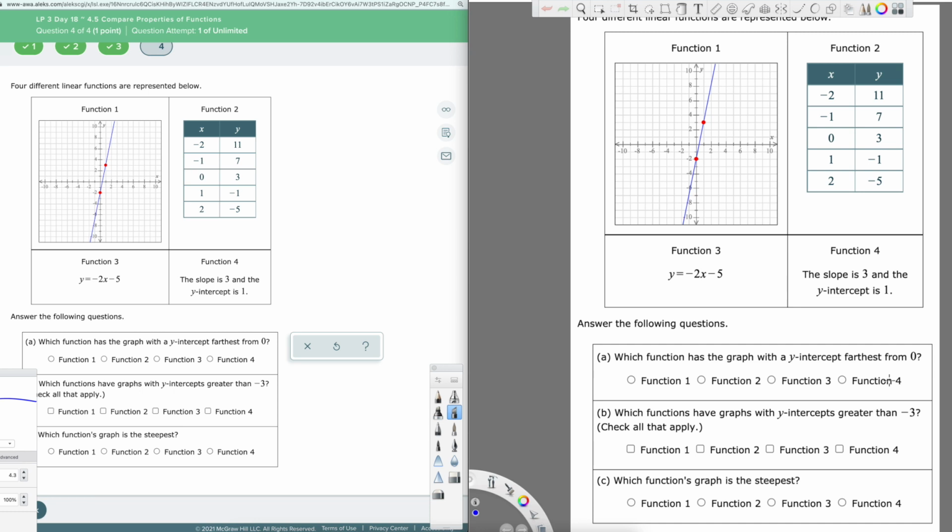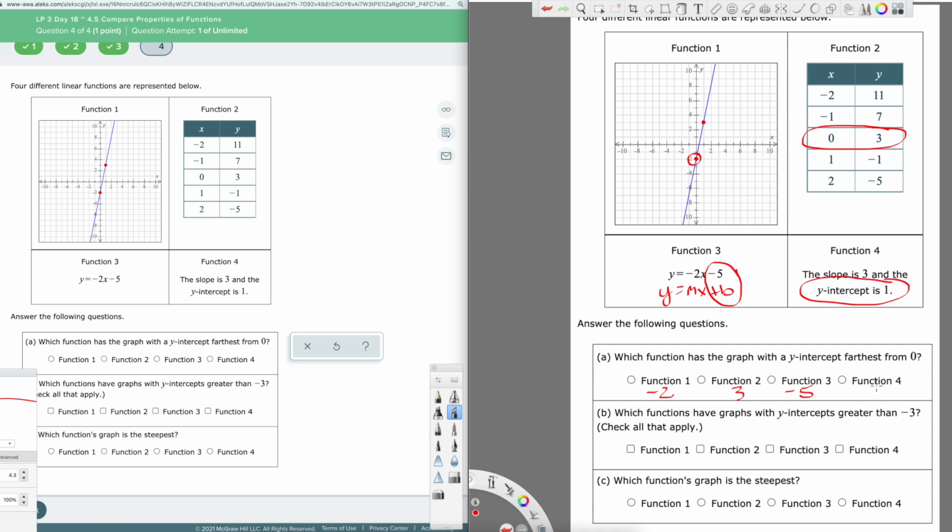So we need to know our y-intercepts again. So I'll go back to red here. So here's my y-intercept for this first one. I just go, where is it crossing the y-line? And it's -2. I look for my 0 in the table. So it's 3 for this one. For this guy, I'll write out the equation, mx plus b. So there's my y-intercept, because it's the b term. It's the term that's being added or subtracted. And then function number 4, we have a y-intercept of 1.